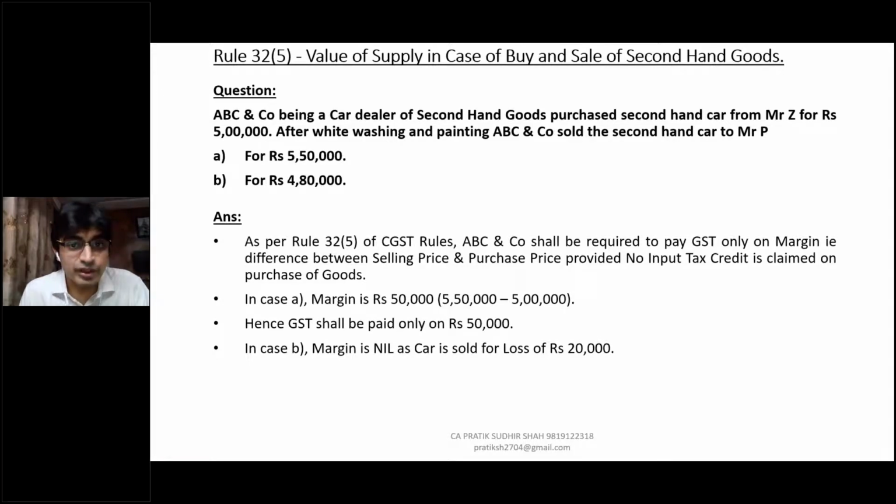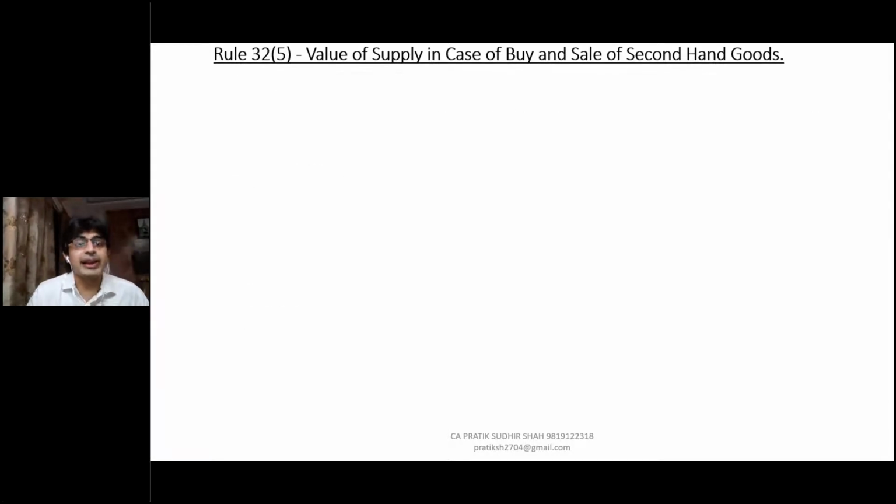See, this example I'm giving is of a car, but it is applicable to all second-hand goods dealers, not only to cars. For dealers who buy second-hand goods and sell second-hand goods, GST is applicable only on margin, that is profit. If there is no profit, no GST. Simple. But what is the condition? On purchase, I should not avail any input tax credit. That's the only condition. Okay, so this was my second-hand goods car.